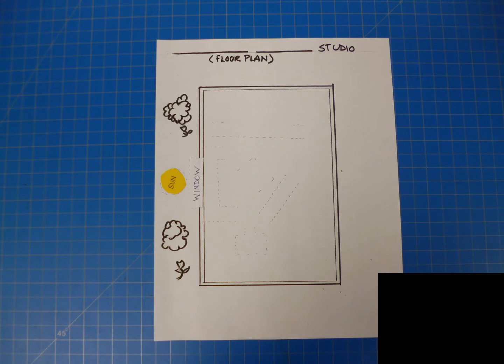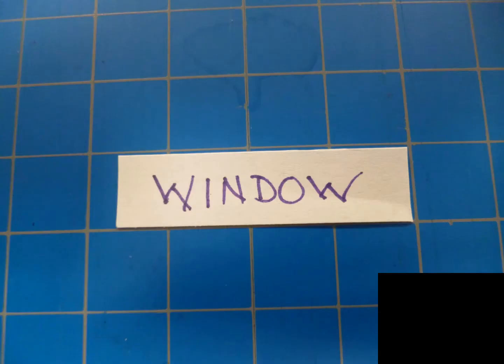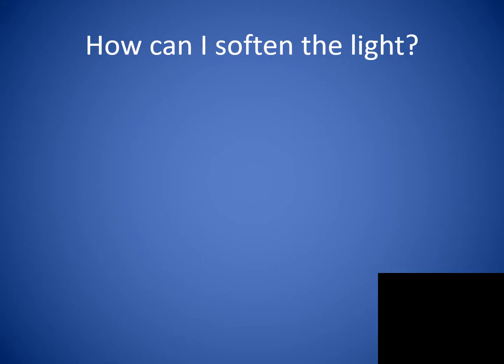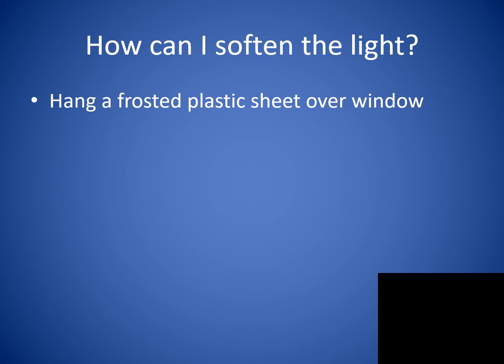So we have the sun outside of our window. And our window is going to be over here. Our sunlight's going to be outside. But if you have an east or west facing window, direct sunlight coming into your room, then you need to be able to soften that light. We want to have soft wraparound light for your portrait.